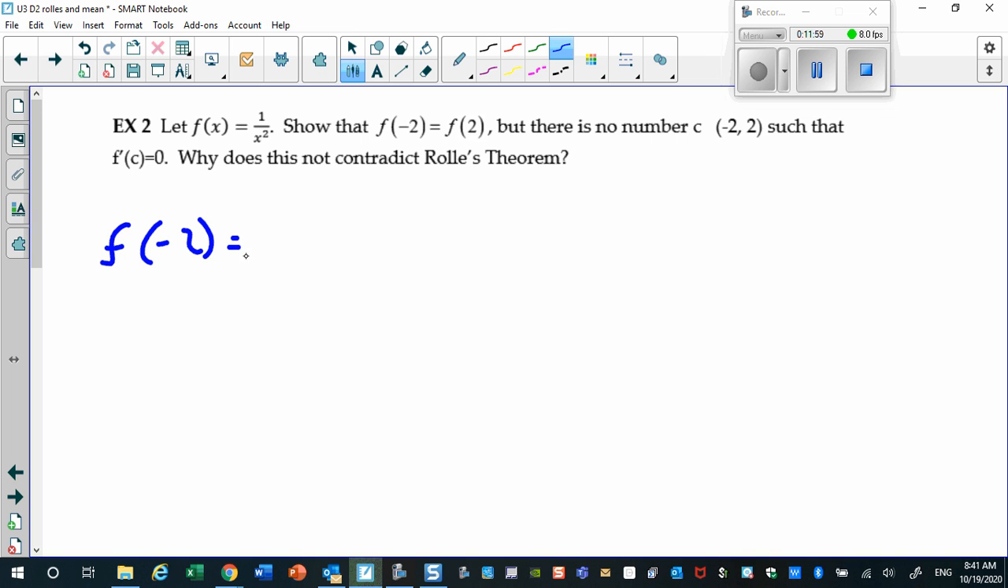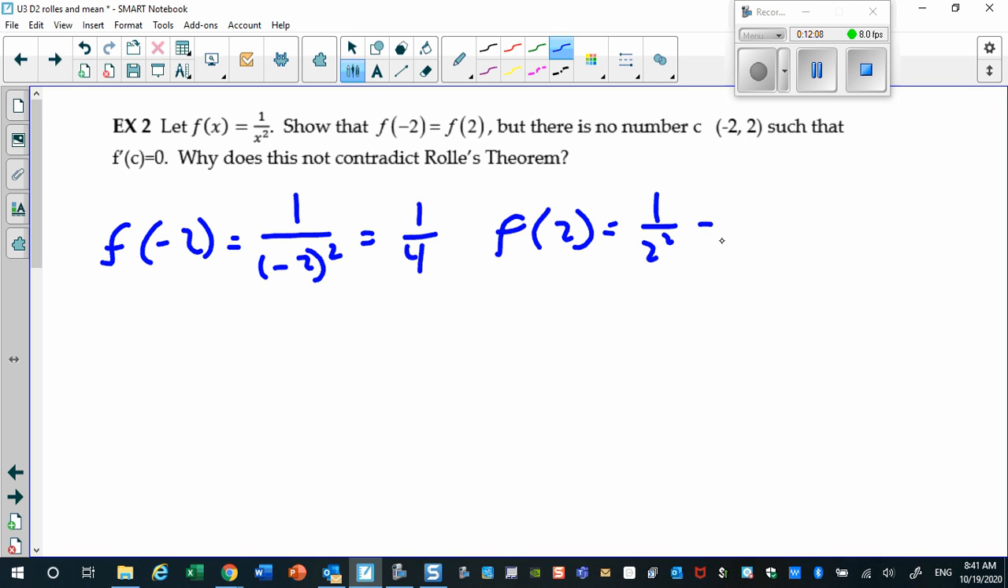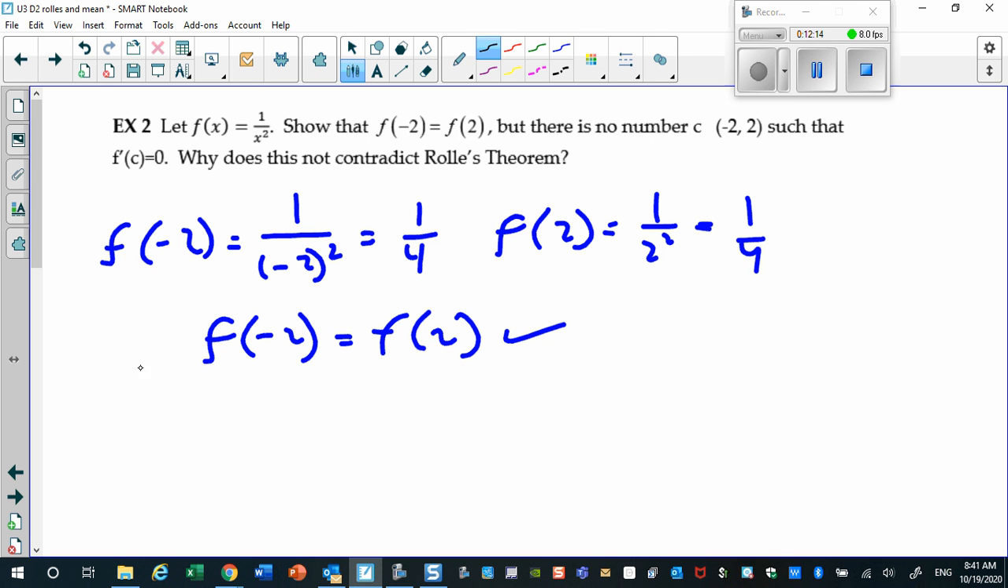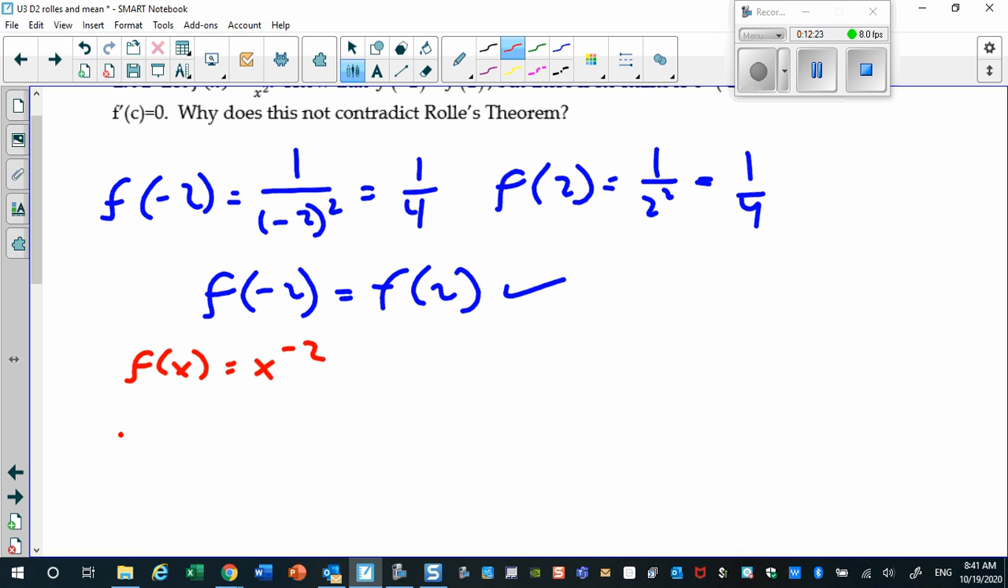So f of negative 2 is 1 over negative 2 squared, which is 1/4. F of 2 is 1 over 2 squared, which is 1/4. So there's my f of negative 2 equaling f of 2. That's good. And then we're going to do f prime of x. By the way, f of x equals x to the negative 2. So f prime of x is negative 2x to the negative 3, or negative 2 over x cubed.